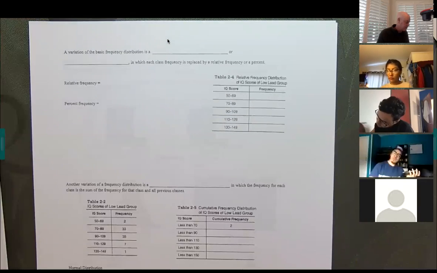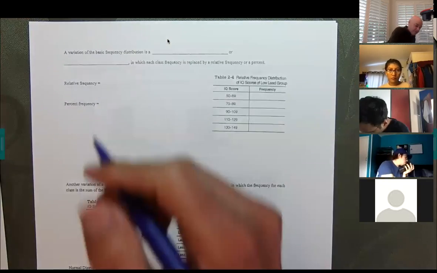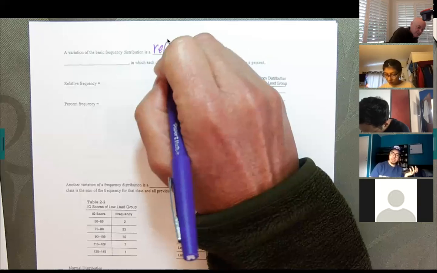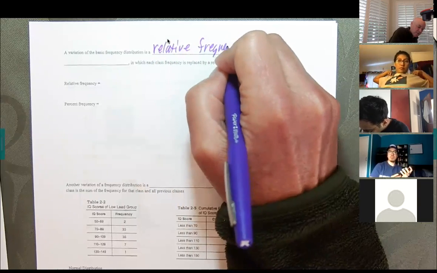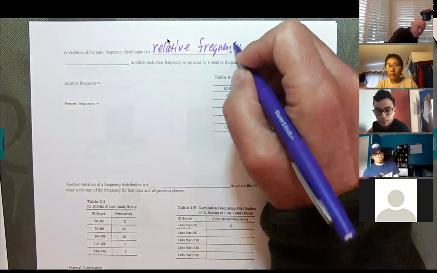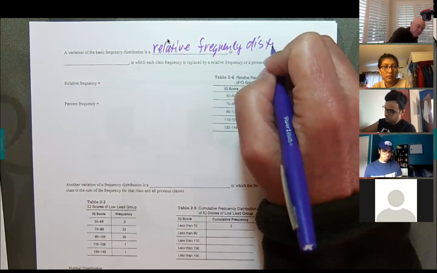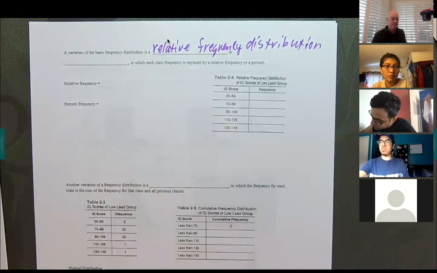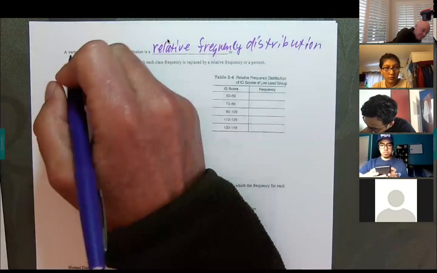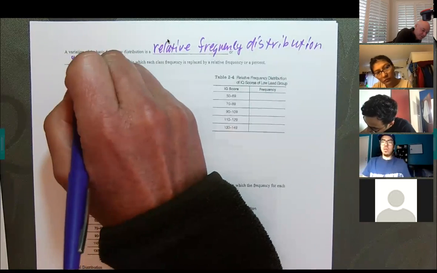We have other types of frequency distributions. We have a relative frequency distribution, sometimes called a percent frequency.